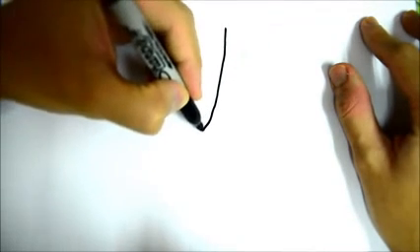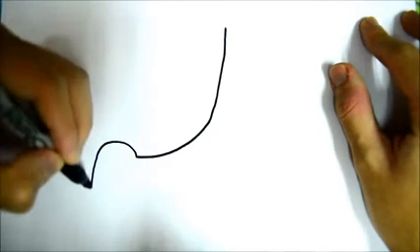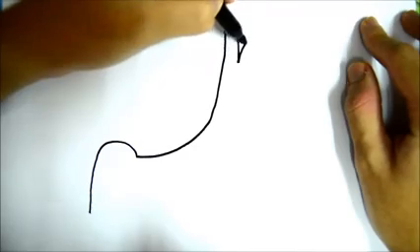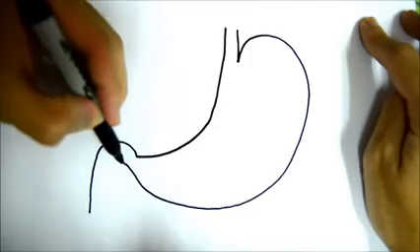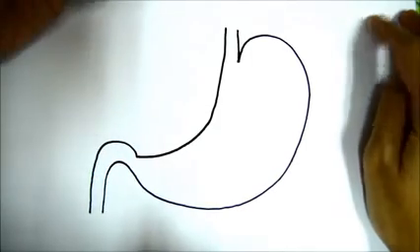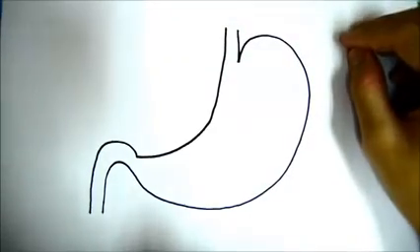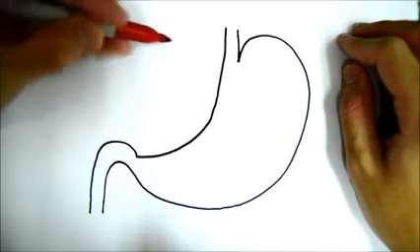As for the basic structure of the stomach, just follow me. Okay. Here. Then this one. Right, nice. Next is we have the abdominal aorta.